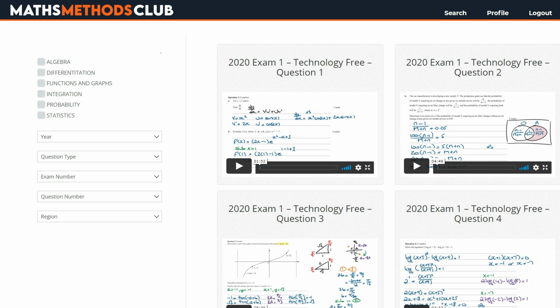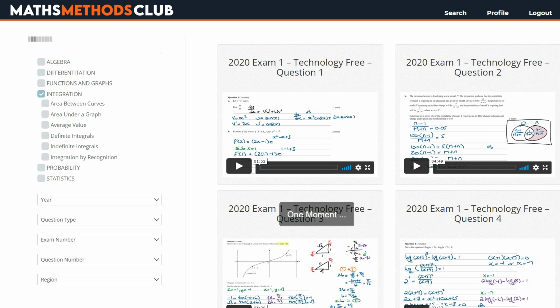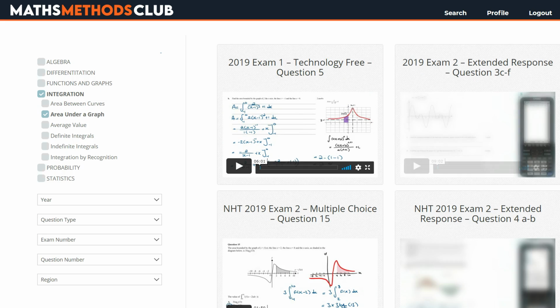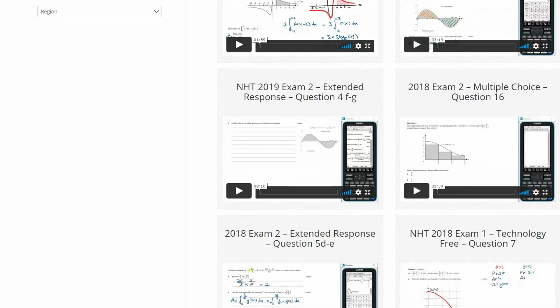Try some textbook questions to get a hang of how to find the area under a curve, and then log into the Maths Methods Club and start practicing answering exam-style questions related to this topic. To do this, log in and from the main topics, select Integration. And then from the subtopics, select Area under a graph. There are plenty of questions you can try.